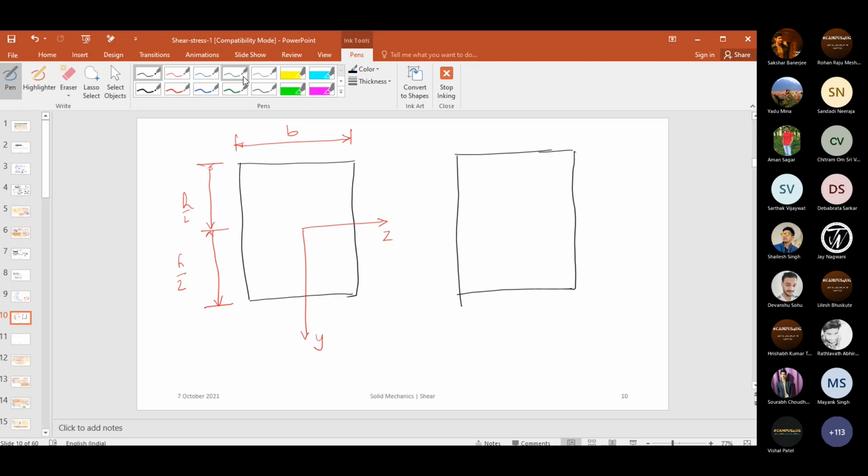Now we will say that the neutral axis is here. This is a beam made up of a rectangular cross section. What we are trying to find out is how the shear stress varies over the depth. I know how the bending stress varies over the depth, but here we are trying to find out how the shear stress varies over the depth. That is what we are trying to find out, so at least the problem should be clear.